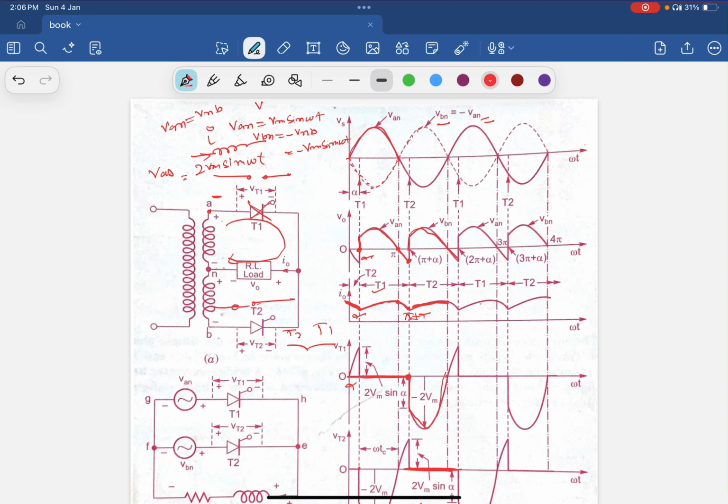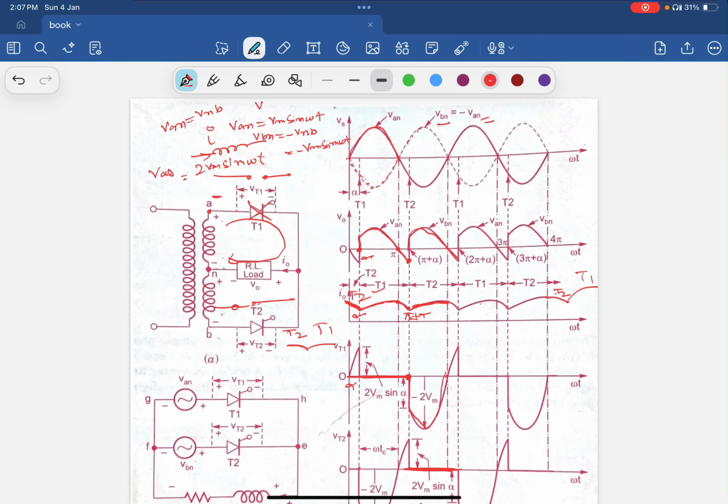This is basically T2. T2 was already conducting. We have seen the graph from here, but after that T2 was still conducting, then T1 again starts. So it is clear that this is T2. Current is transferred from T2 to T1, and as a result T2 is turned off. Why is T2 turned off? Because the supply has changed its polarity.